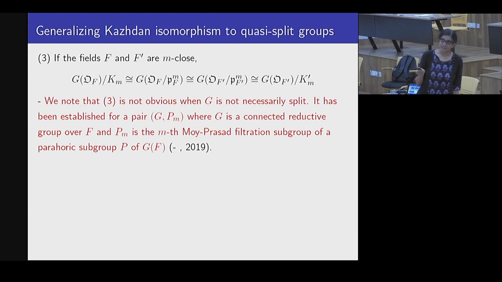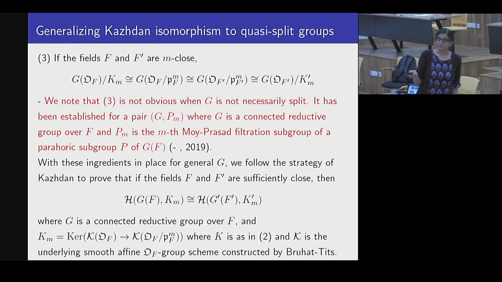Okay, it has been established for a pair (G, m), where G is a connected reductive group and P_m is the m-th Moy-Prasad filtration subgroup of the parahoric subgroup of G(F), of any parahoric subgroup of G(F). Now, with these, one just follows the proof of Kazhdan with minor modifications and can prove that if the fields F and F prime are sufficiently close, then these two Hecke algebras are isomorphic. Here, G is a connected reductive group over F, K_m is the m-th kernel of this.